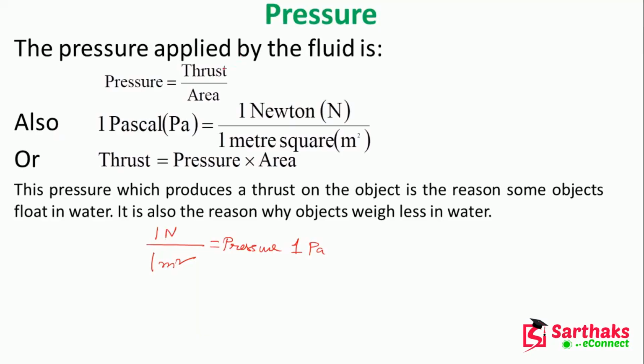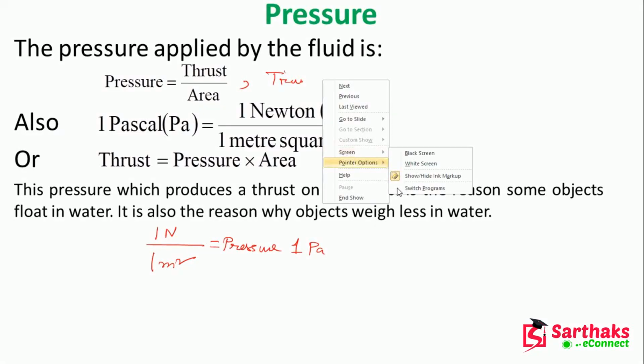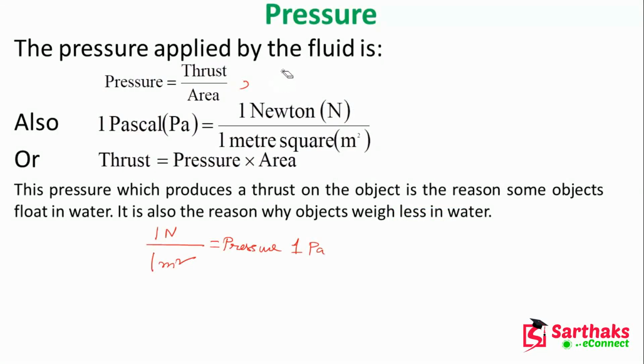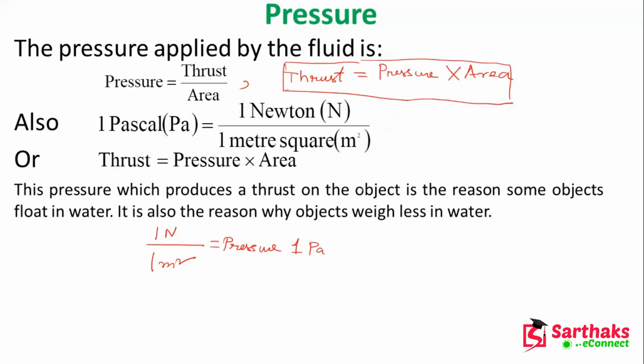So if pressure is equal to thrust divided by area, then from this equation we can get thrust is the pressure into area. Okay, you have to remember this. Or if you can understand this, then there will be no need to remember this. So thrust is the pressure into area.